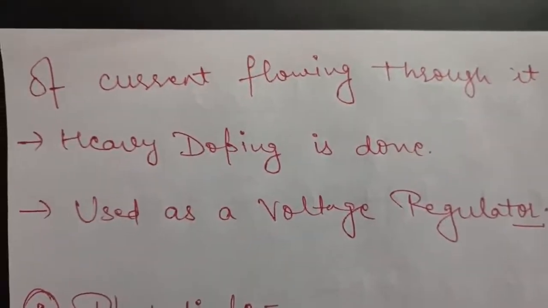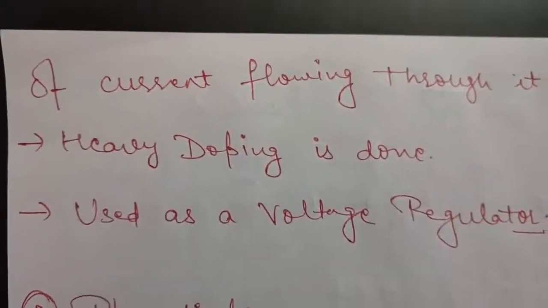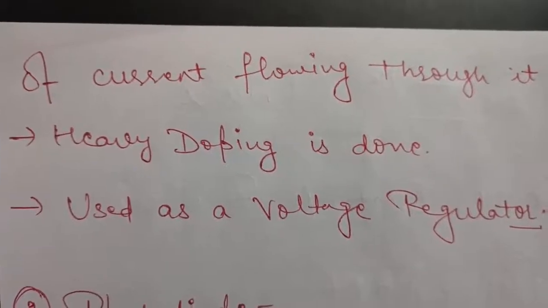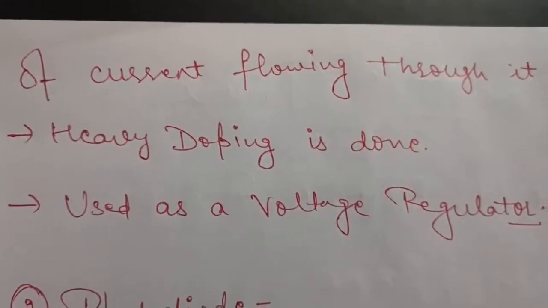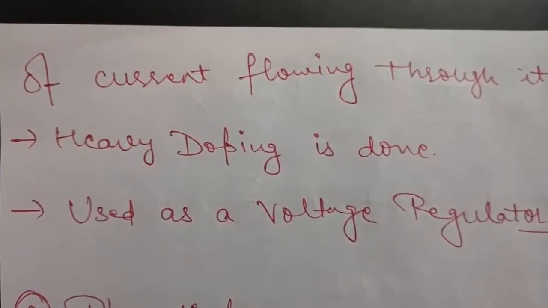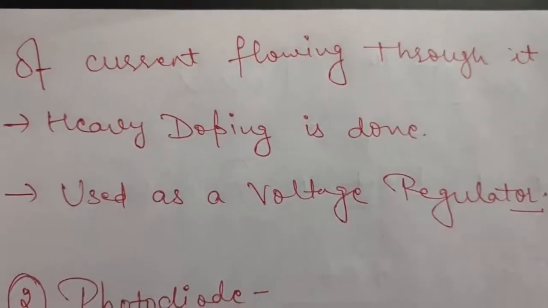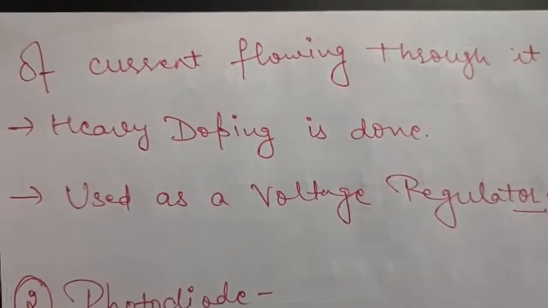And how this Zener diode is made: heavy doping is done on both the sides, that is P side as well as N side of the PN junction, which converts a simple PN junction diode to a Zener diode. So these were 3-4 main points about Zener diode. Now we will be discussing photodiodes.